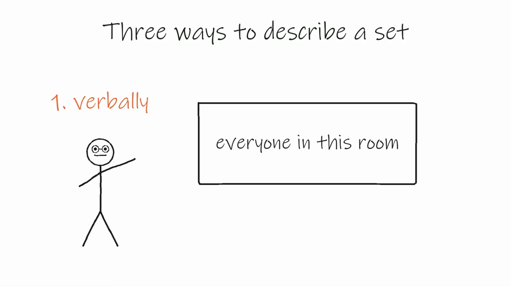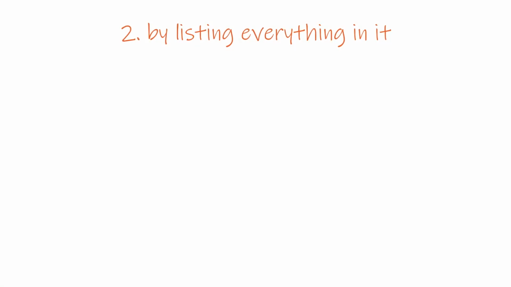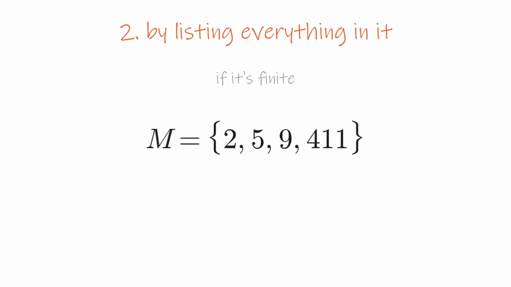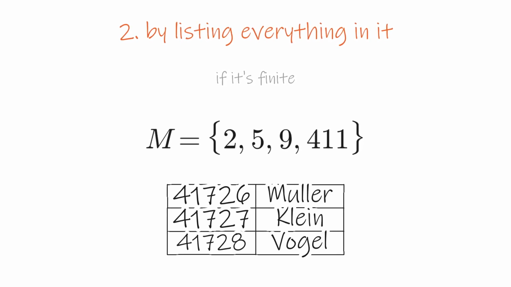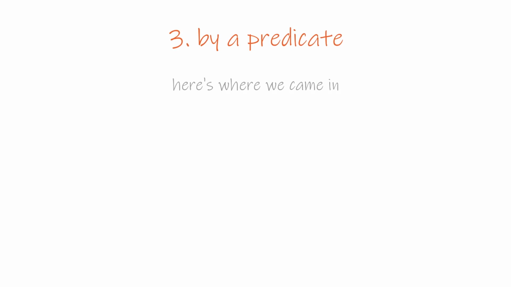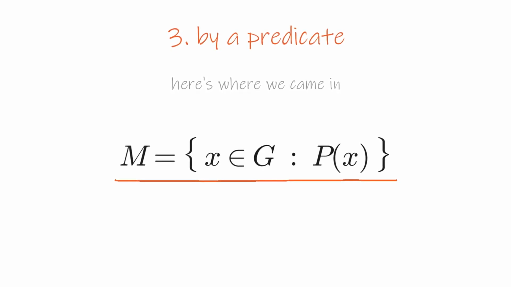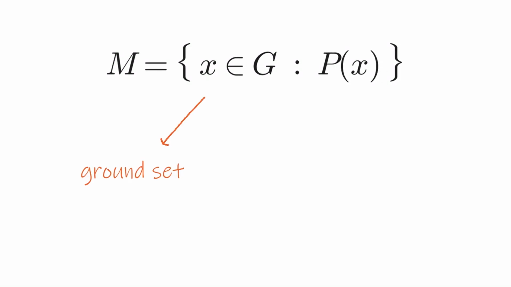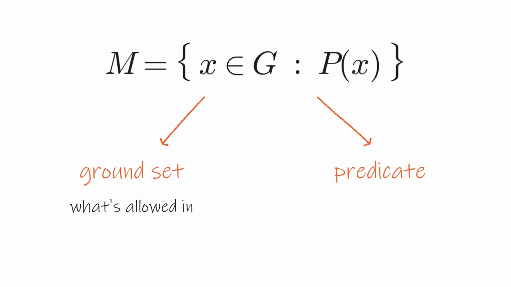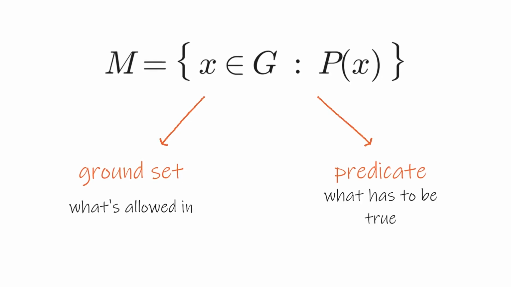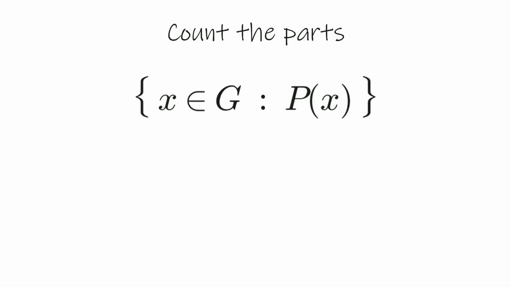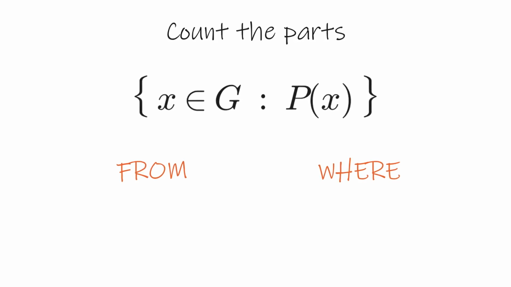You can describe a set 3 ways. Verbally, everyone in this room. Or by listing everything in it if it's finite. M equals 2, 5, 9, 411. Or the table student. Or here's where we came in, by a predicate. M is the set of X in G such that P of X. G on the left of the colon is the ground set, what's allowed in. P on the right is the predicate, what has to be true. Count the parts. Ground set, colon, predicate. That's from and where. That's our search.